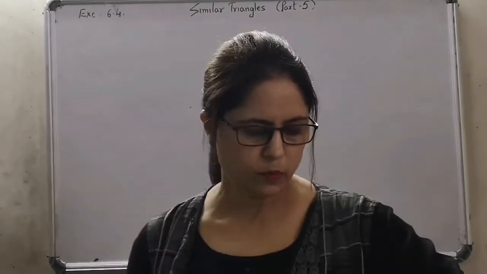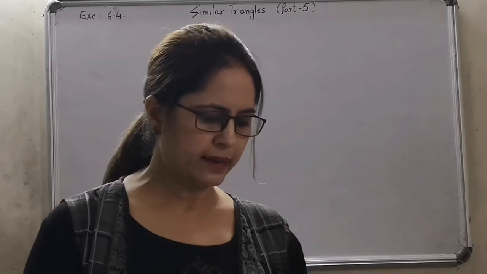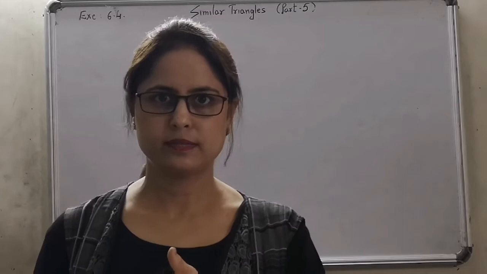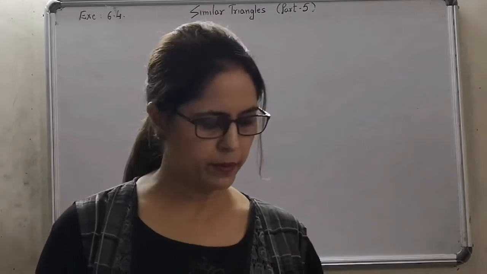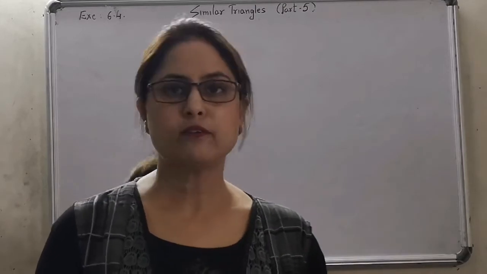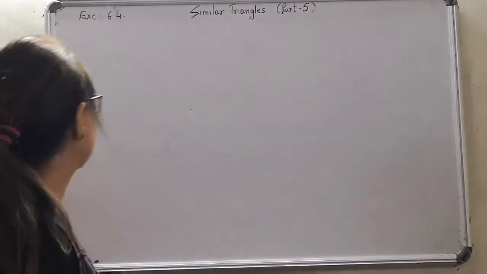Now we'll proceed with question number 1 of exercise 6.4, and the question says, let triangle ABC be similar to triangle DEF, and their areas be respectively 64 square centimeter and 121 square centimeter. They have given us the measurement of the line segment 15.4 centimeter of EF, and we are asked to find the length of BC. So let's see what this symbolically stands for.